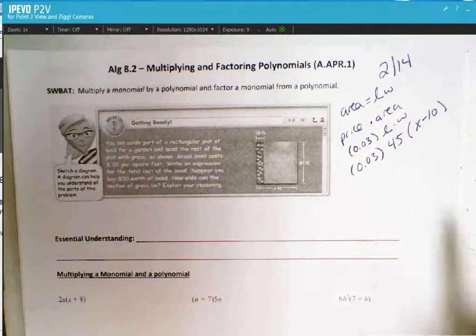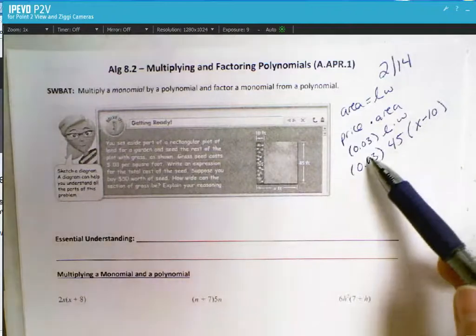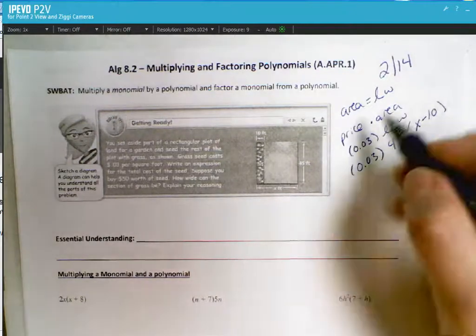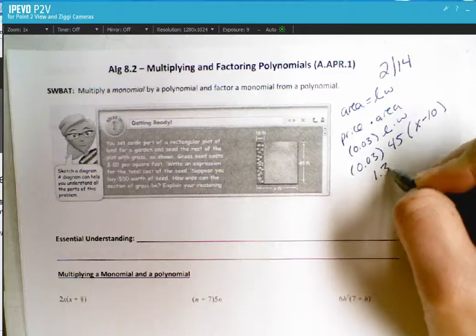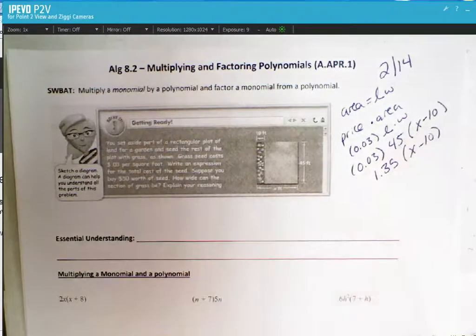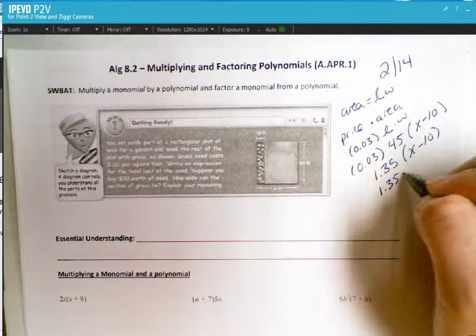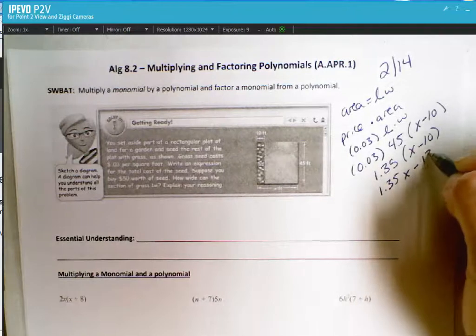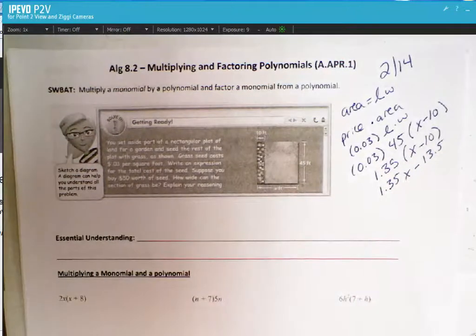Okay, so with our calculators, since we're multiplying, we're just going to multiply straight across. So I'm going to start with these two terms first, and 0.03 times 45 is going to give me 1.35. And then I still need to multiply it by this polynomial term, x minus 10. Since it's within parentheses, we're going to distribute, so we get 1.35x minus 13.5. That's the expression that represents the cost.